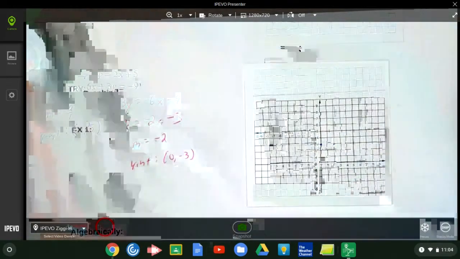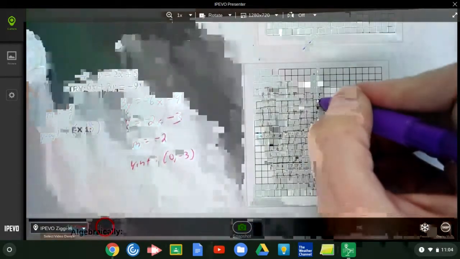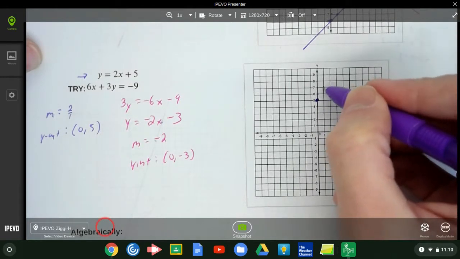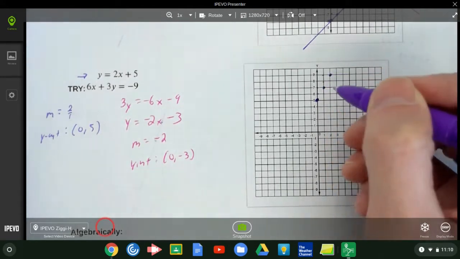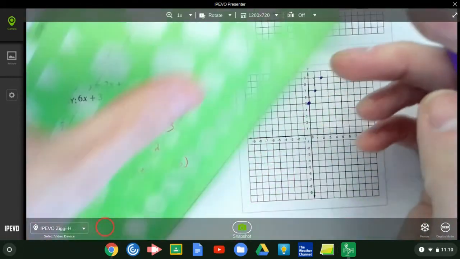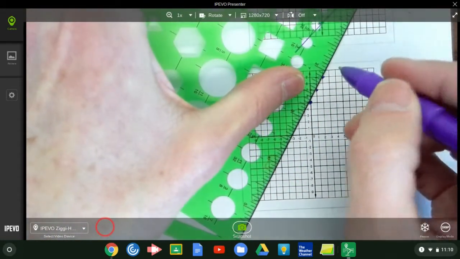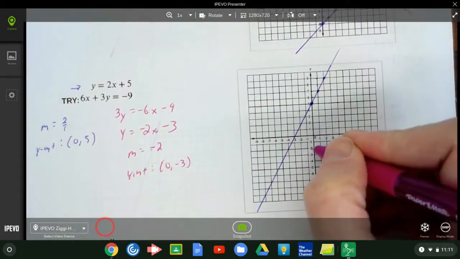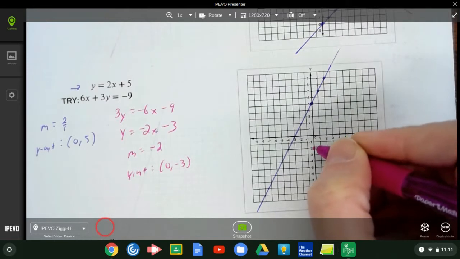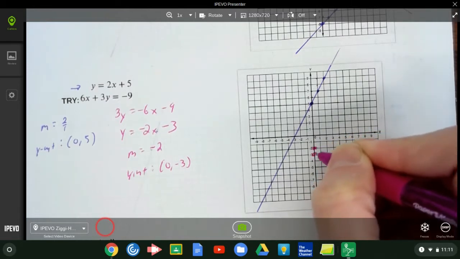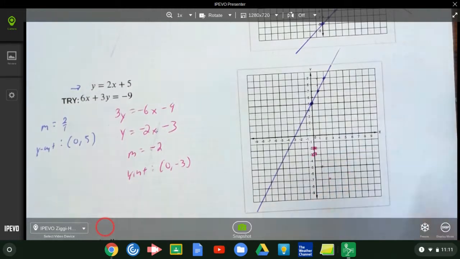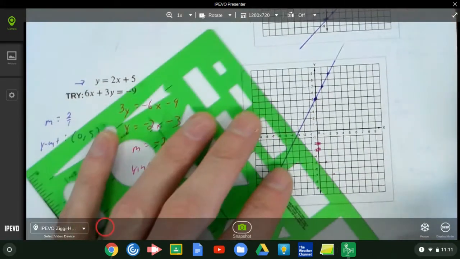my y-intercept is 0, negative 3. So 0, 5 is up here, and that's going to be up 2 over 1, up 2 over 1. I'll put that in here. My next one, negative 3 on the y, and I'm going to come down 2 over 1, down 2 over 1. Read the wrong number there.